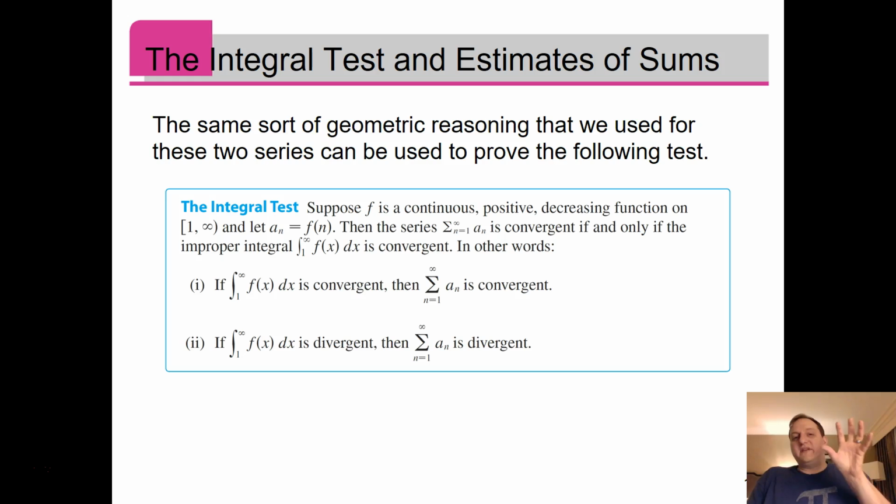This is nice because of the next sentence. It says the series sum from n equals 1 to infinity of a sub n is convergent if and only if the improper integral from 1 to infinity of f of x dx is convergent. So it's tying the convergence of the integral to the convergence of the series. They are linked. If the integral is convergent, then the series is convergent. If the integral is divergent, the series is divergent. This is really helpful because doing improper integrals is pretty easy.